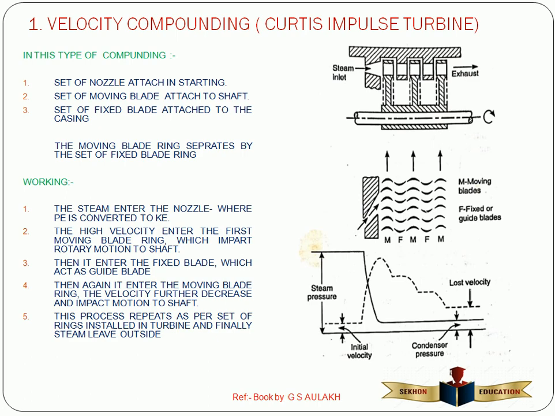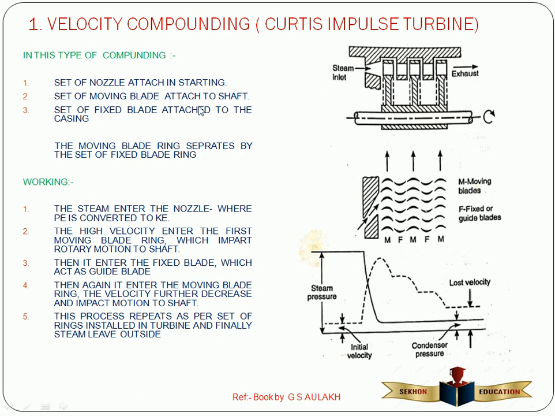First of all, velocity compounding. I just mentioned one term, the Curtis impulse turbine. This turbine is a modification of the De Laval turbine in which we do velocity compounding. In this type of compounding, the Curtis impulse turbine, three types of equipment are attached. First is the set of nozzles, attached at the start, which is fixed to the casing. Then there is a set of moving blades, these blades, then this, and then this.